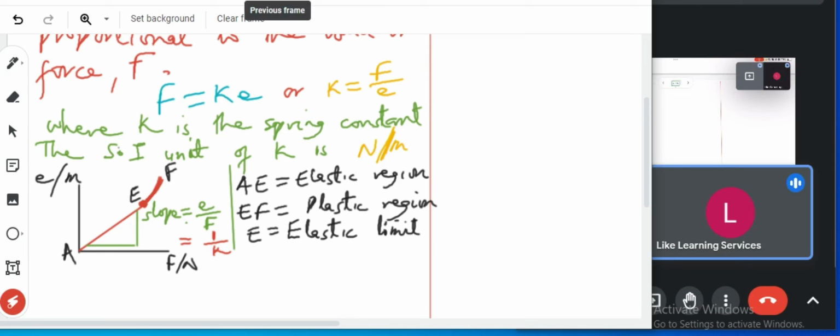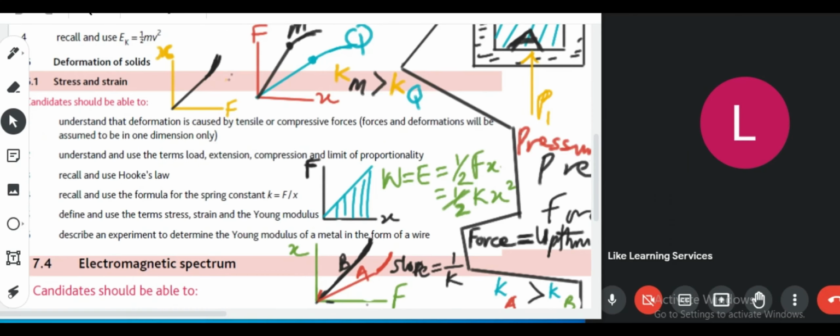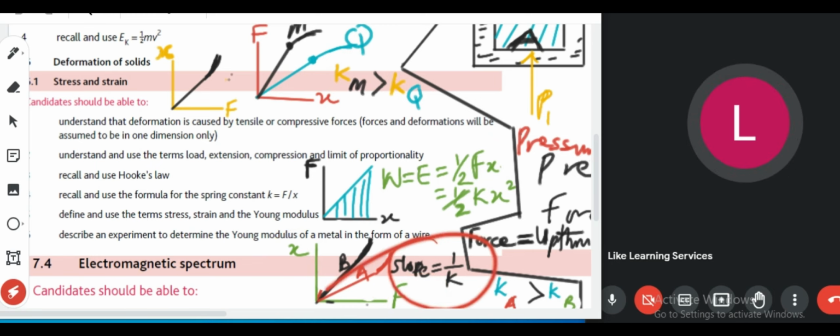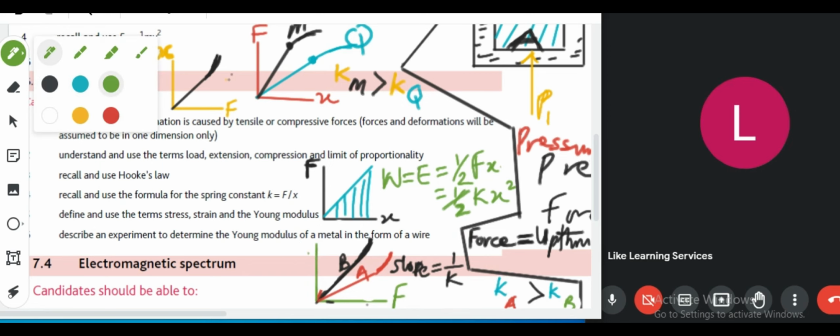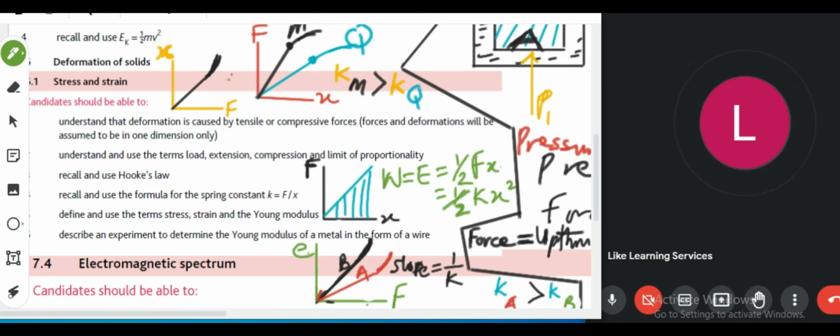All right, please, can you go to the previous page? I want to show you something so that we can move on from there. So a graph of extension over F, as we have said, gives a slope of 1 over K. Remember, X stands for extension. We can as well call it extension against F. All of these are extensions against F.